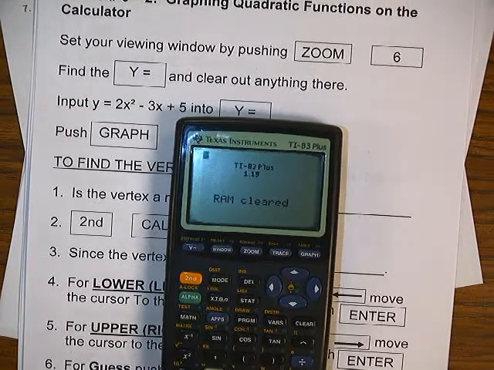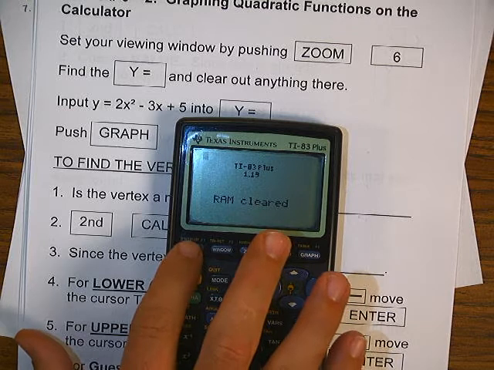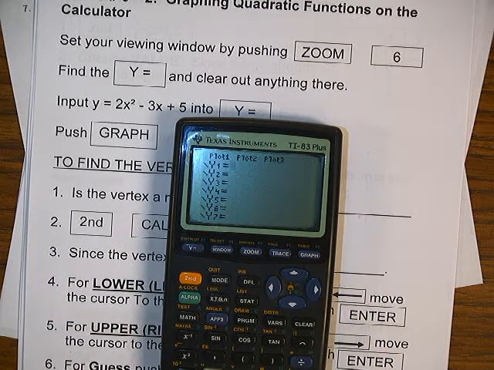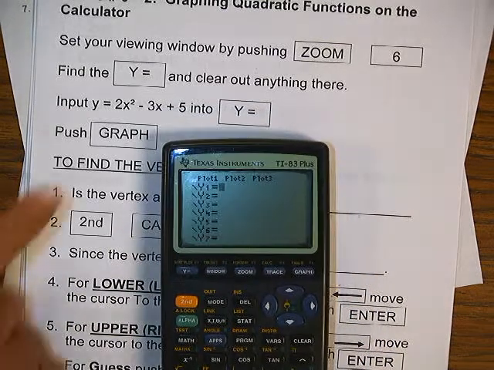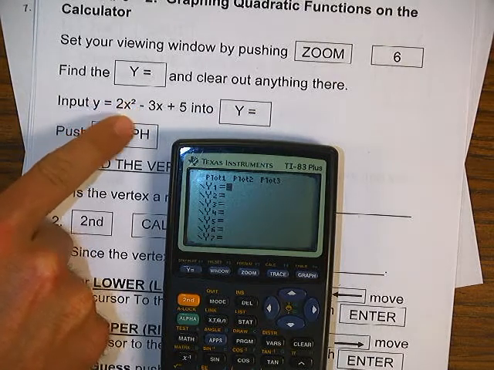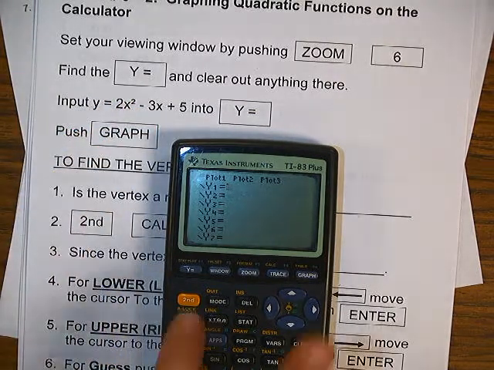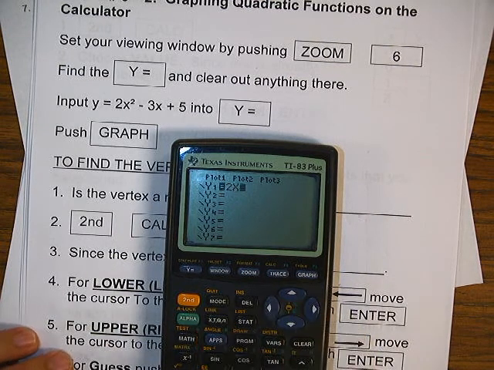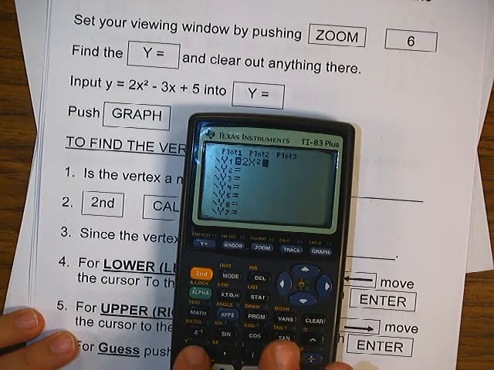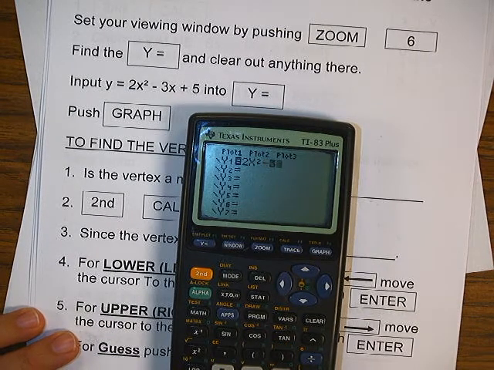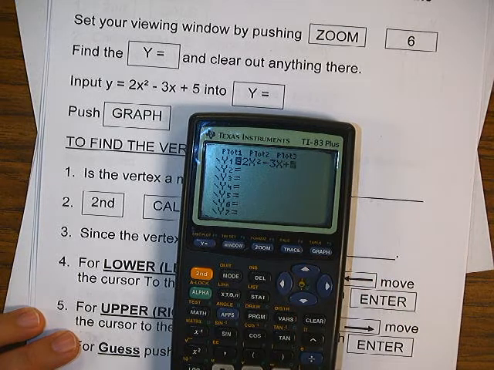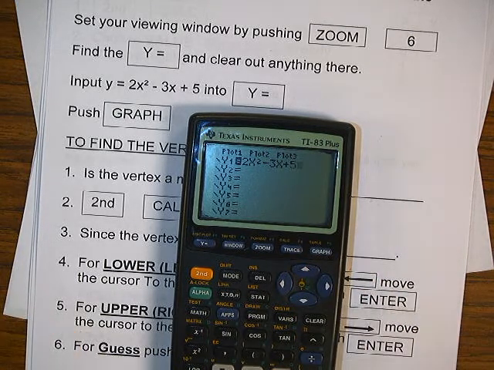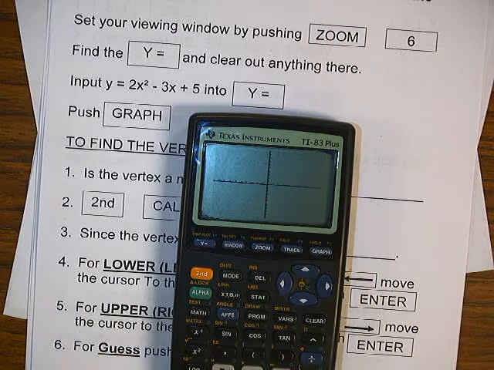Now, what I want you to do is go to the y equals. Where it says y equals, we're going to insert this equation in where it says y1. So go ahead and put in 2x squared, the squared button is right here, minus 3x plus 5. Okay, and go ahead and hit graph.